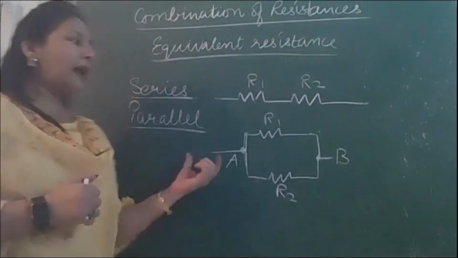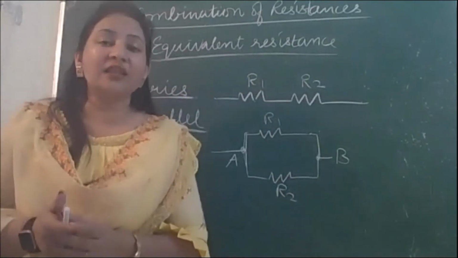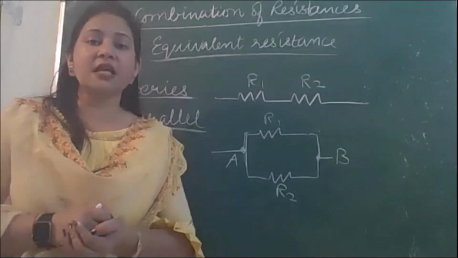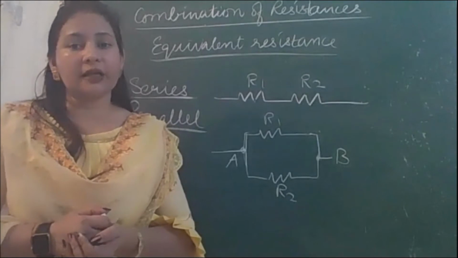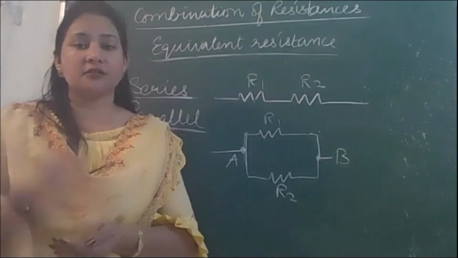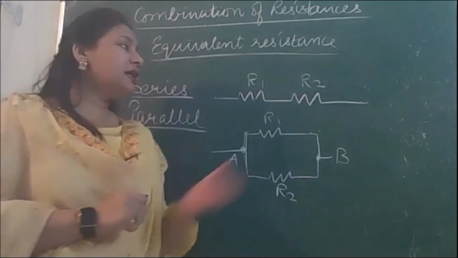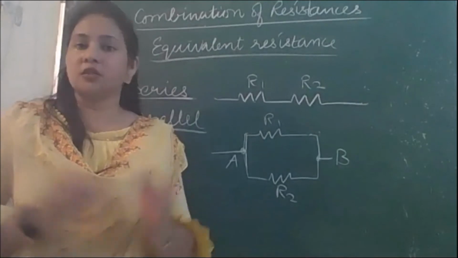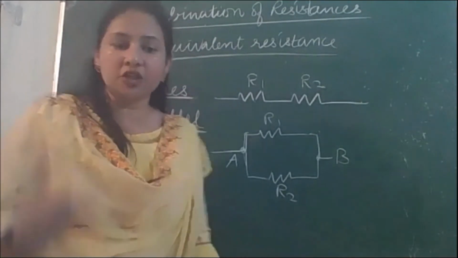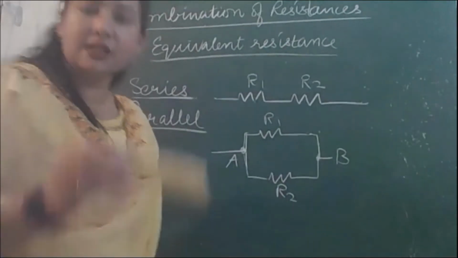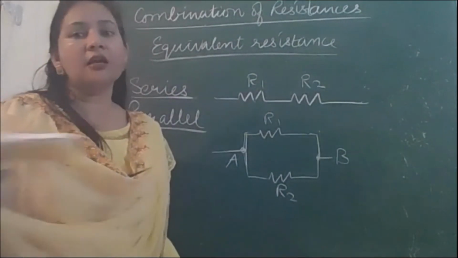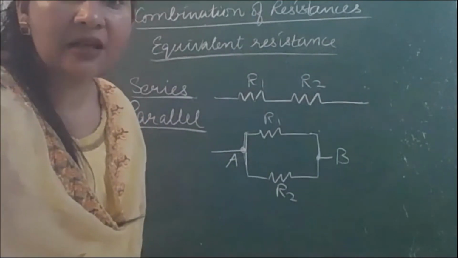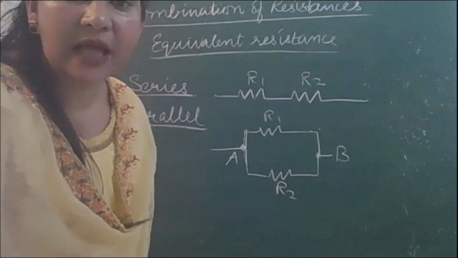Okay, so write down: when will resistors be in parallel combination? When they are connected between the same 2 points. Resistances are said to be connected in parallel if they are connected between the same 2 points, and they are connected in series if they are connected end to end, one after the other. So this is the definition. Now we are going to do derivations. We will find equivalent resistance in series combination and in parallel combination as well.